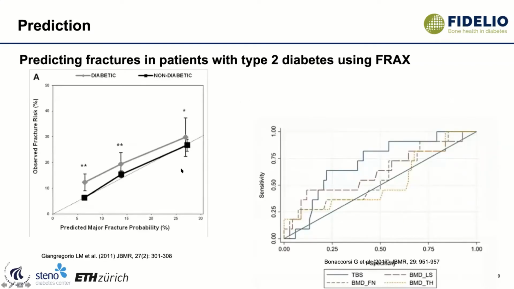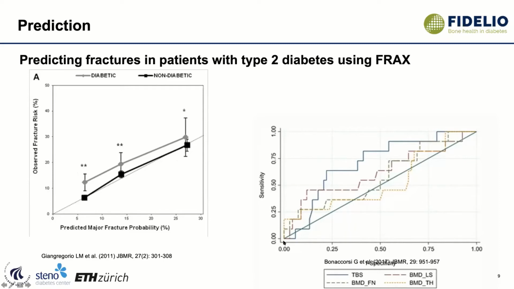In terms of prediction, this paper on the left-hand side that we just looked at before went to see if the factors could actually predict fracture in diabetic patients and non-diabetic patients. The diagonal line here would be the predicted value, and we could see that for the non-diabetics, the FRAX score actually did a pretty good job at predicting fracture. However, in the diabetic patients, it underestimated the fracture risk, suggesting that there is more to fractures in diabetics than what we would normally predict with our FRAX variables.